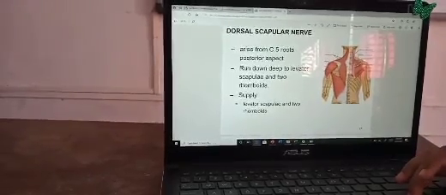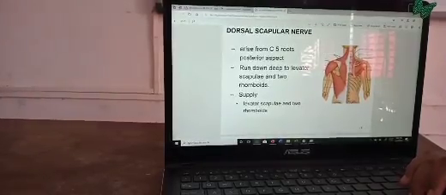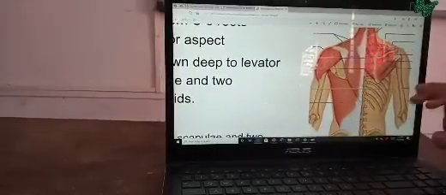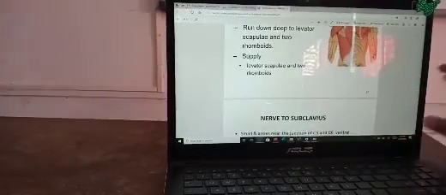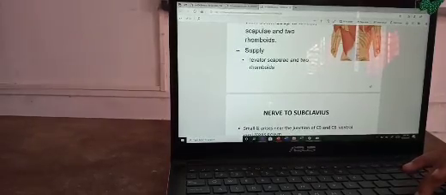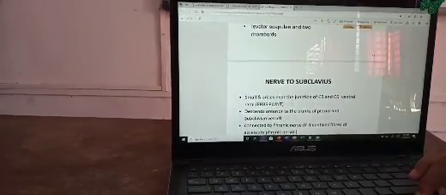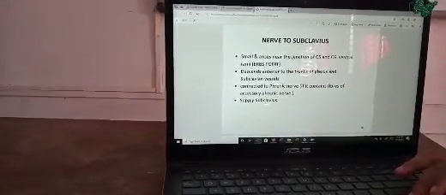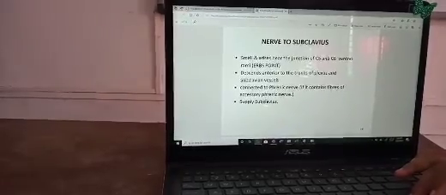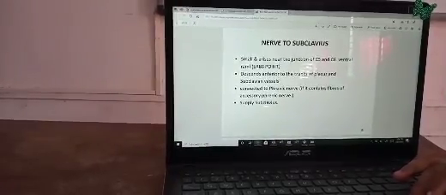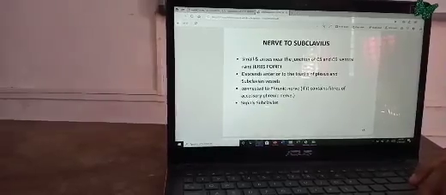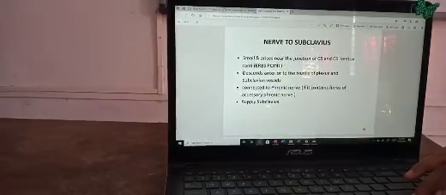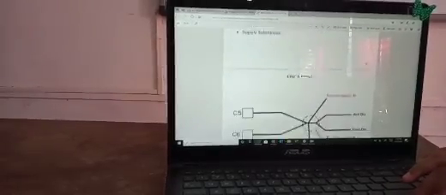Dorsal scapular nerve arises from the C5 root, and it runs posterior. It runs down deep to the levator scapulae and the two rhomboid muscles. So all the names of these muscles are given in your textbook, so it will be easy for you to see. And it supplies the levator scapulae muscle and the two rhomboid muscles. Now going to the subclavius nerve, it's small and it arises near the junction of C5 and C6, descends anterior to the trunk of the plexus, connected to the phrenic nerve, and it also supplies the subclavius.